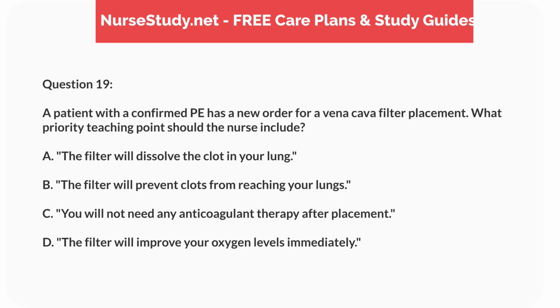Question 19. A patient with a confirmed PE has a new order for a vena cava filter placement. What priority teaching point should the nurse include? A. The filter will dissolve the clot in your lung. B. The filter will prevent clots from reaching your lungs.